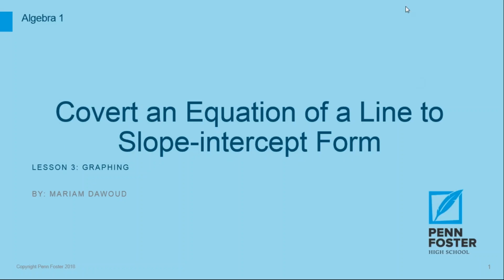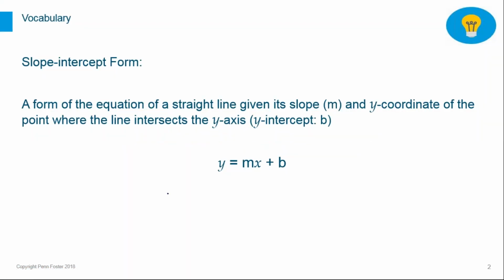Hello everyone, in this video we will look at how to convert an equation of a line to the slope-intercept form. Before we start, we want to remind ourselves of what we call the slope-intercept form. It's basically y equals the slope times x plus the y-intercept. This is the form that, if we rewrite the equation of a line according to it, we are then able to call it the slope-intercept form.